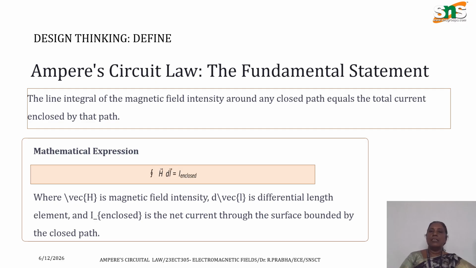Now, in the design thinking define part, we are identifying the core concept. We can define the statement of Ampere's circuital law as: the line integral of the magnetic field intensity around any closed path equals the total current enclosed by the path. It is given by the closed path integral of H dot dl is equal to I enclosed. From this expression we can understand that the magnetic field intensity depends on the current flowing through the conductor and also the length L. Here dl is the differential length, H is the magnetic field intensity, and I is the current flowing through the wire.